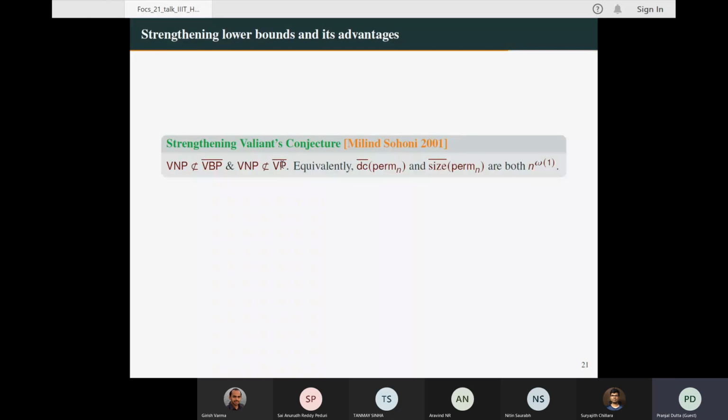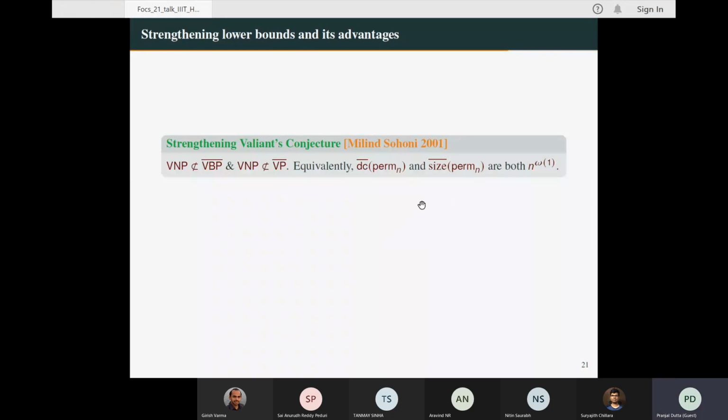Note that VP is inside VP bar, VNP is inside VNP bar. So this is a stronger separation that we are trying to prove. But in terms of these complexity classes, complexity measures, I am talking about determinant complexity bar, size bar.